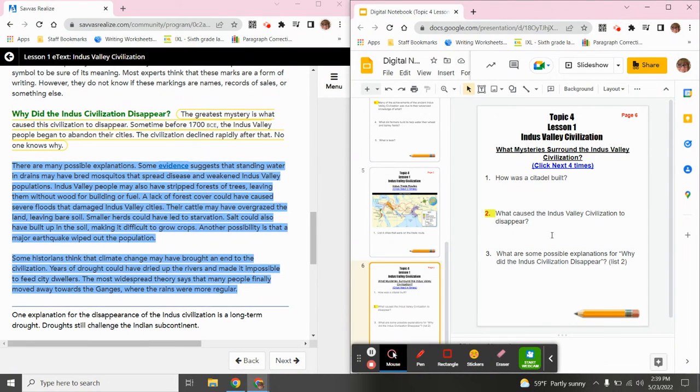Number 2, what caused the Indus Valley civilization to disappear? In this yellow circled text, you will find the answer to that question.